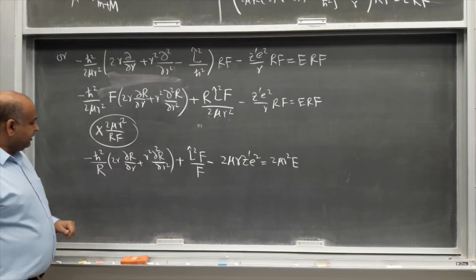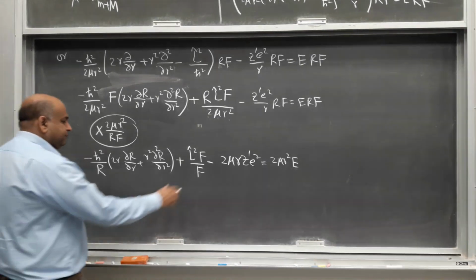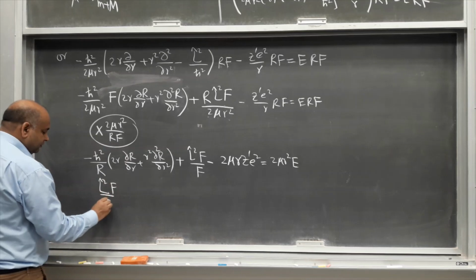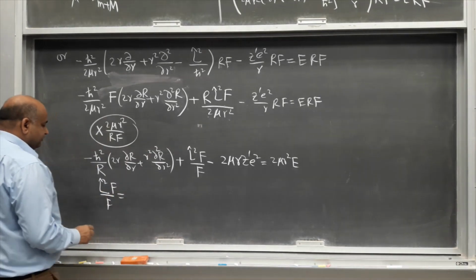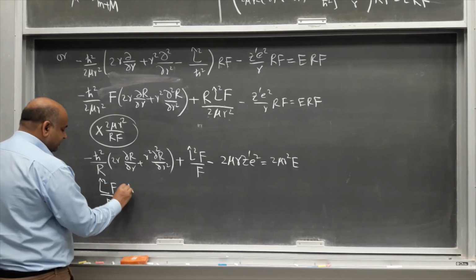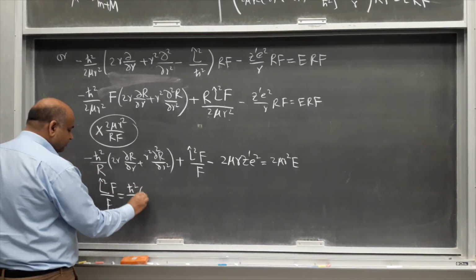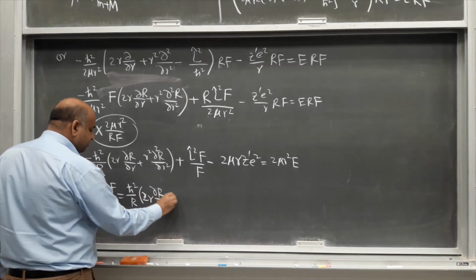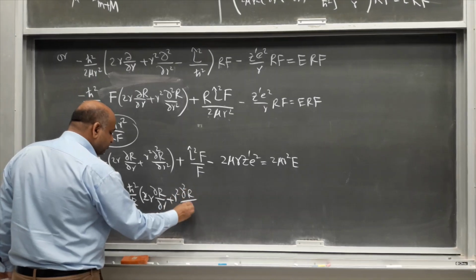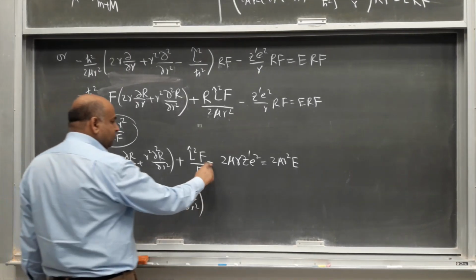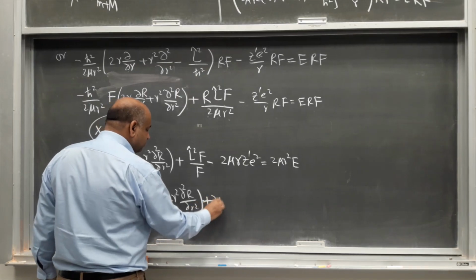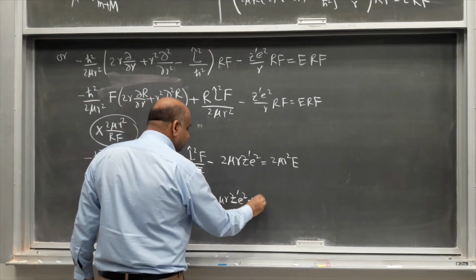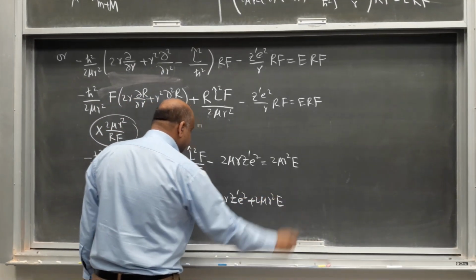Now let me just rearrange it a little bit. I can keep this thing on the left side and take everything else to the other side. So this goes to the right side, h square over R, 2r partial R by partial r plus r square partial square R by partial r square. This goes to the other side, plus 2 mu r z dash e square plus 2 mu r square E.